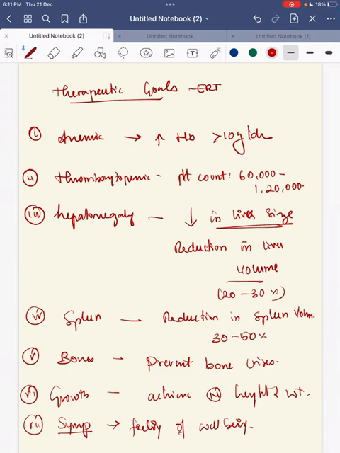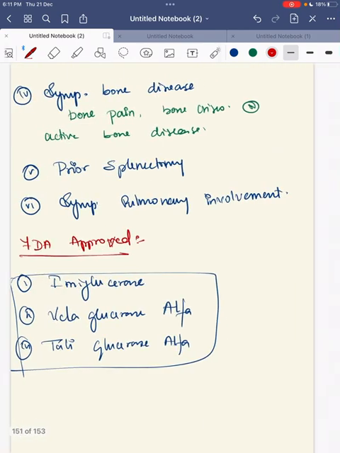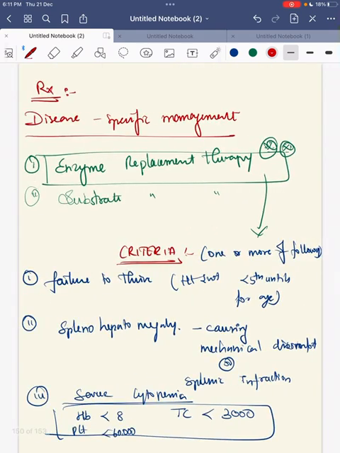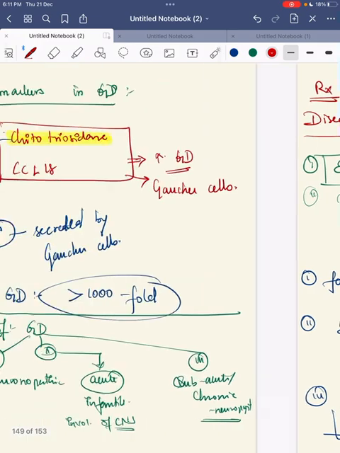Okay, so this is about the new recommendation which can be asked in your recent advances paper. I've told about only the main picture here. I have not gone into the details of Gaucher's disease.